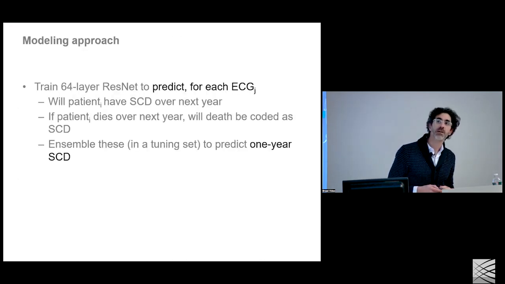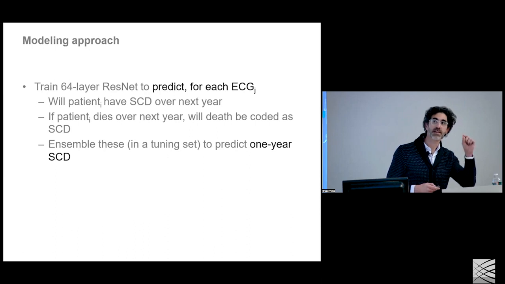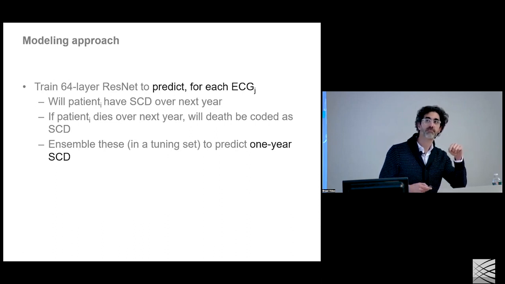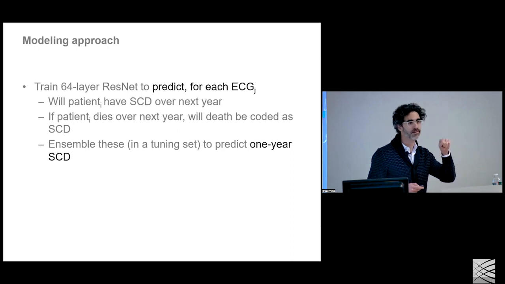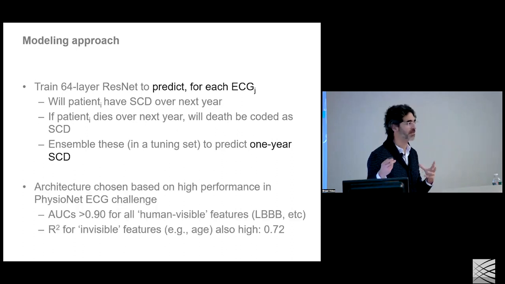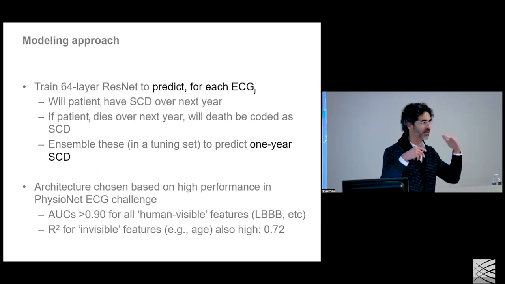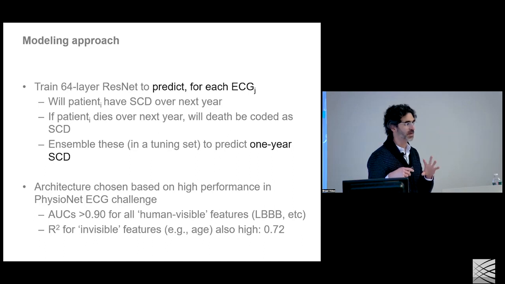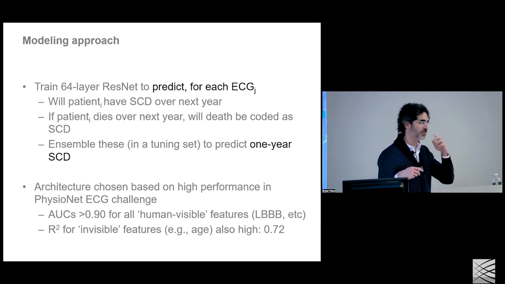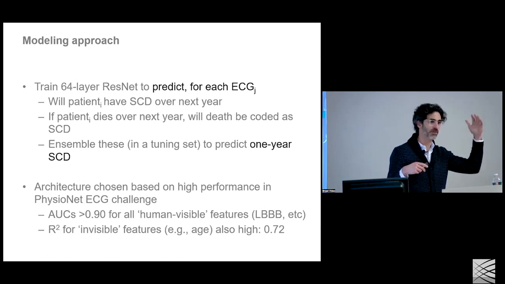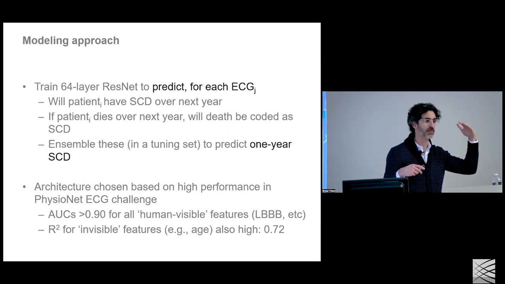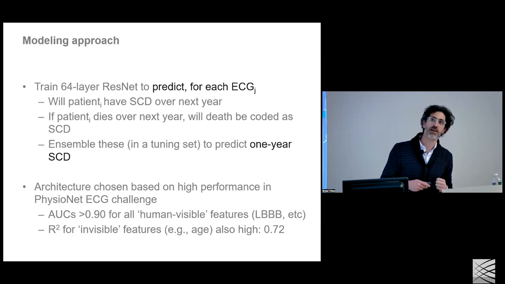So the approach is we take each electrocardiogram and we train a ResNet that was basically inspired by the things that do well in the PhysioNet challenge. These are challenges for predicting different human-visible features. We shamelessly steal from the things that do well there. We train a model that gets us in the top 3 or 5 of the people entering that challenge. And we just use that.